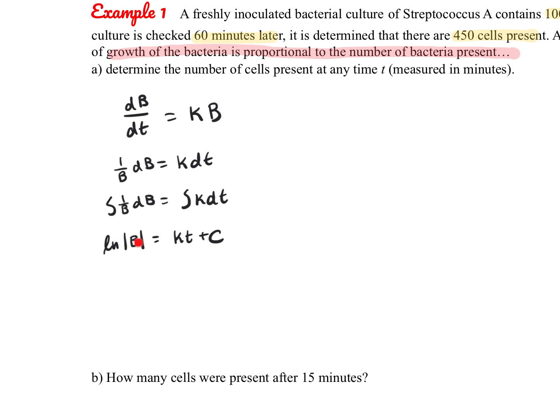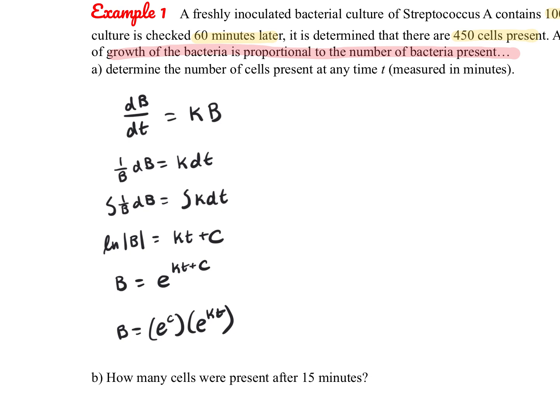So now we still want to solve for b. So we have our equation, and I'm going to rewrite it in exponential form. So we get b equals e to the power of kt plus c, which, as we've done a couple times now, if we rewrite it like this, it allows us to solve more easily using our initial conditions.